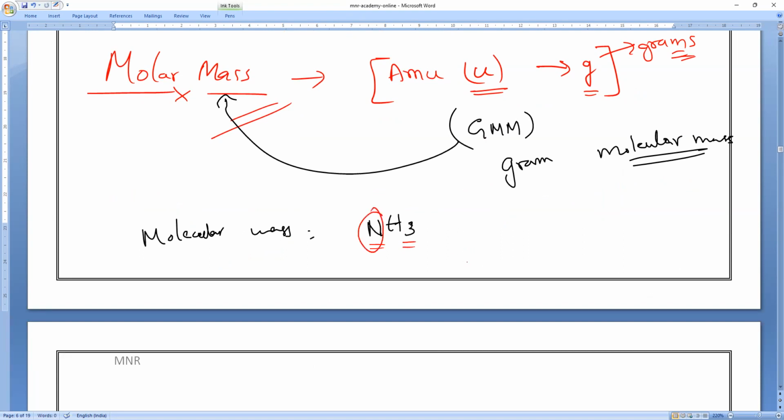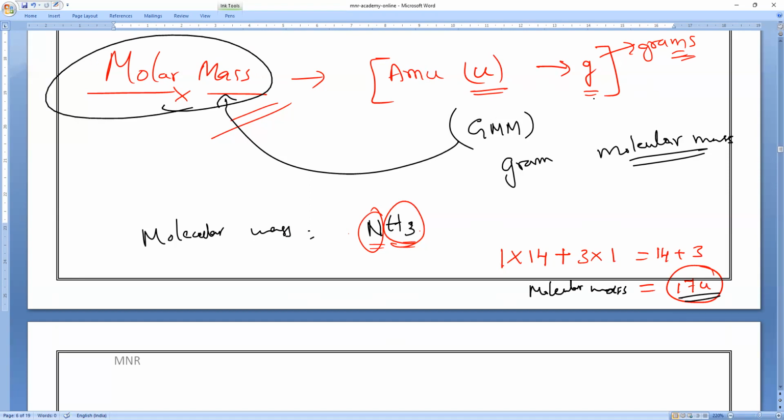The number of atoms of the first element into the atomic mass of the first element, plus the number of atoms of the second element, 3, into the atomic mass of the second element, 1. Which equals 14 plus 3, which is how much? 17. 17 U. But this is the molecular mass. But we want molar mass, or we can say gram molecular mass. Are you clear, everyone?